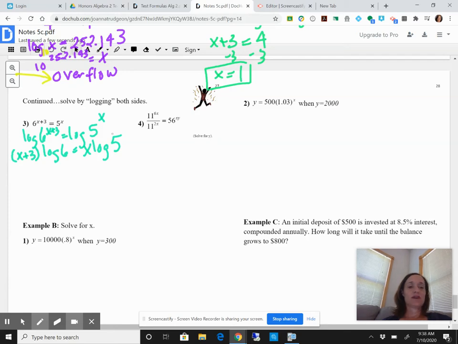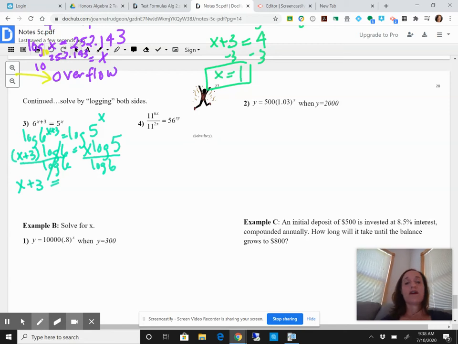At this point, there's a couple things you could do. You could distribute the log 6 to the x and the 3, but I think it's better to keep the log thing together, to not change them to decimals as long as you can. So I'm going to get the log 6 over to the other side, which you do with division. So I just have x plus 3 here.